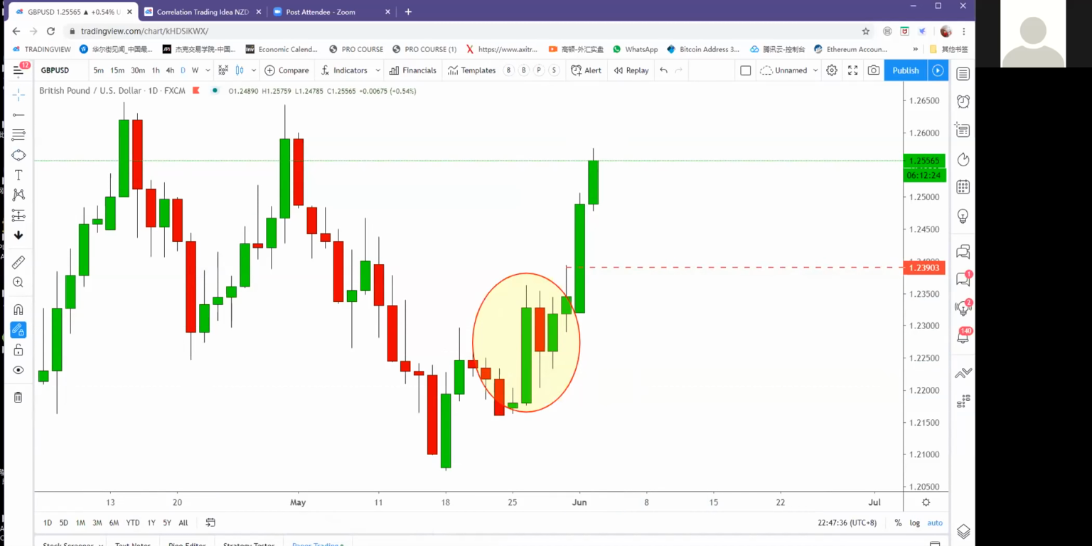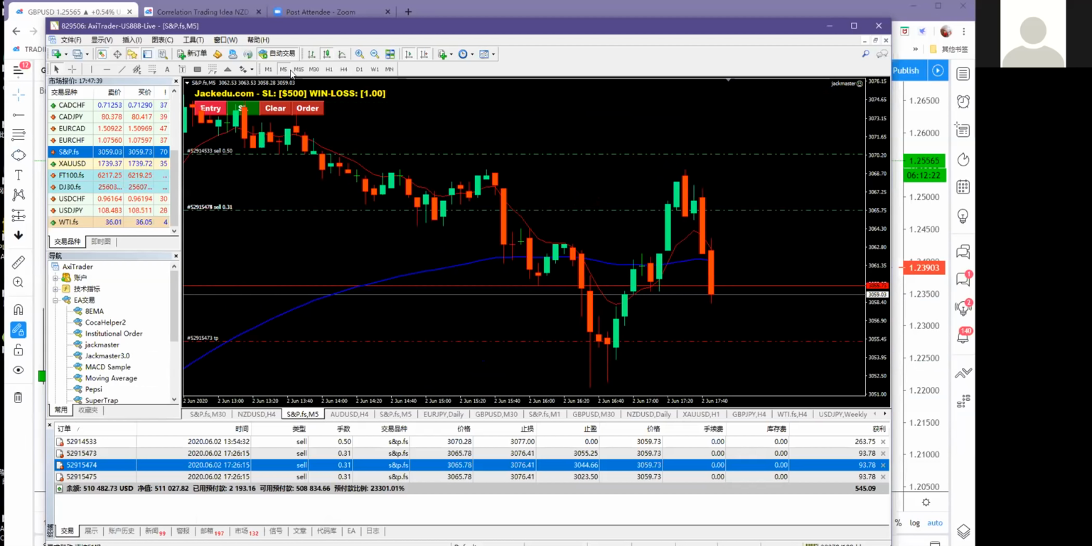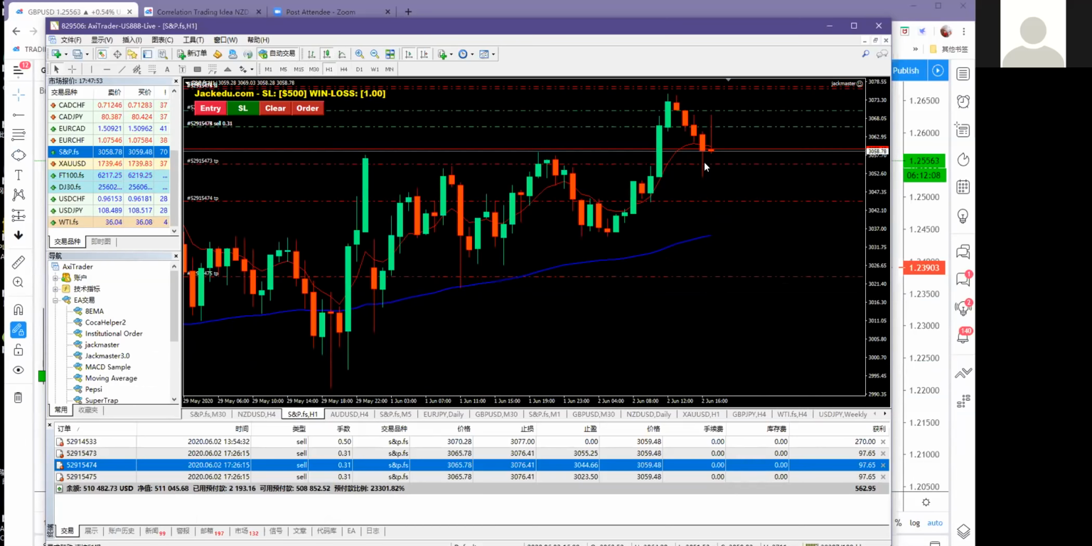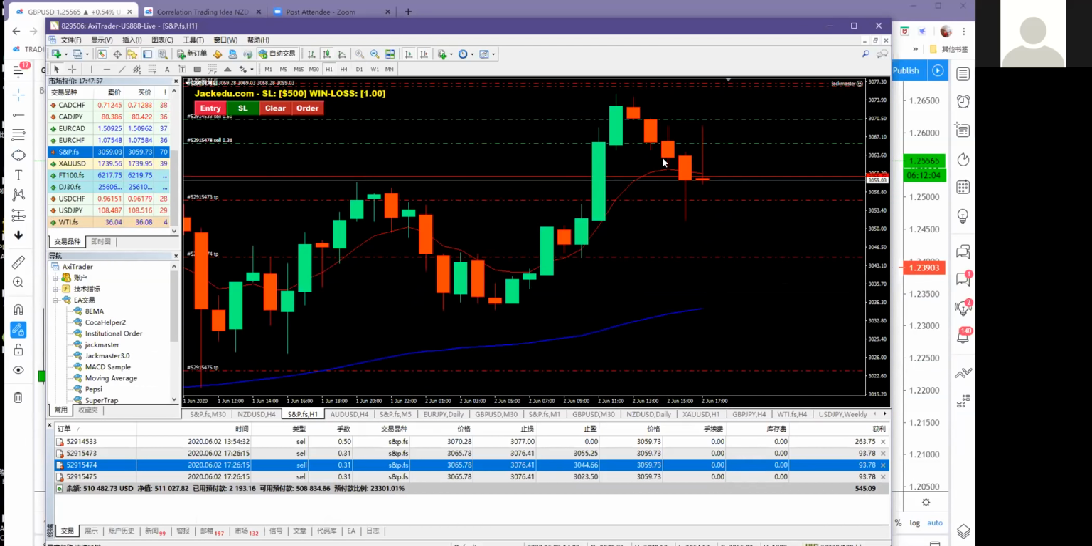S&P is falling. Wow, really great. Woohoo. Hey guys, we just made $500, right? And I think my first target was almost hit. This is TP1, right? I love this pin bar. Madden, do you love this pin bar?